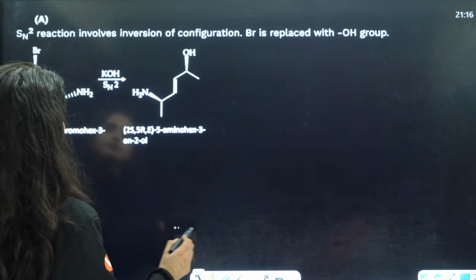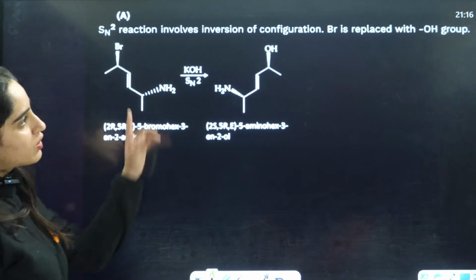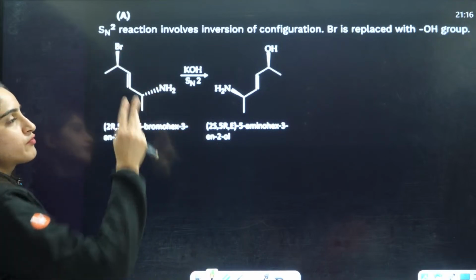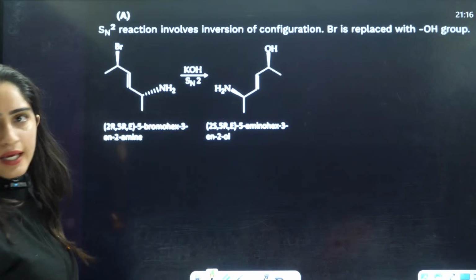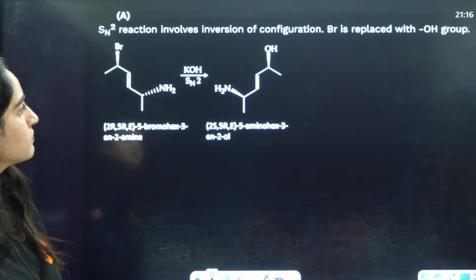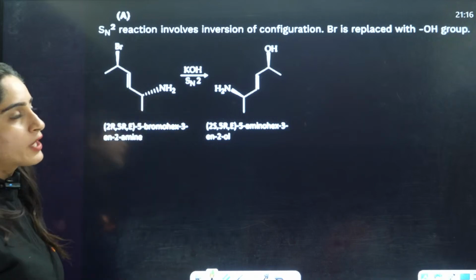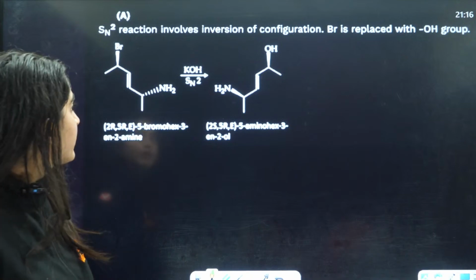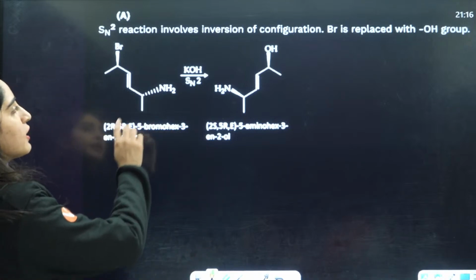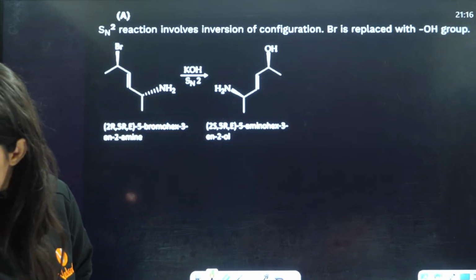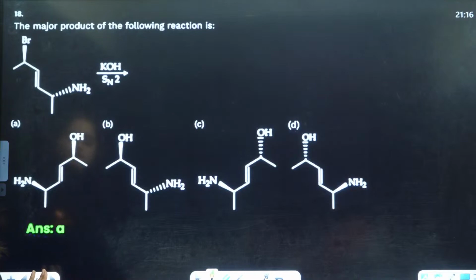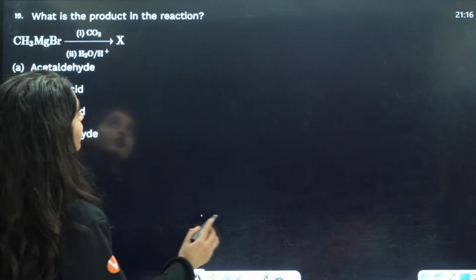If you see this here, SN2 involves inversion of configuration. Br is replaced by the OH group, and hence inversion of configuration will happen. So this will be inverted here. Inversion of the full molecule we are doing here. This is inverted. Now, next is, what is the product in the reaction?